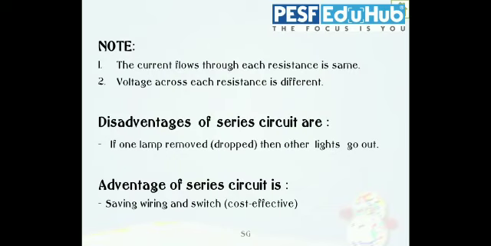That is the point. If one lamp is removed, then the other lights go out. And the advantage of the series circuit is saving wire and switch, because we need only one switch. So it is a cost effective circuit.